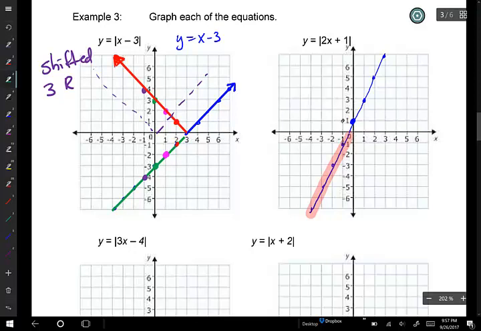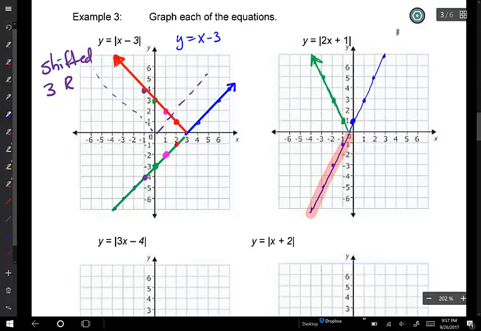So negative 1 becomes positive 1. Negative 3 becomes positive 3. Negative 5 becomes positive 5. And very quickly, once again, you see your value as your green line comes down and touches the x-axis of our graph. Now, where does it touch?